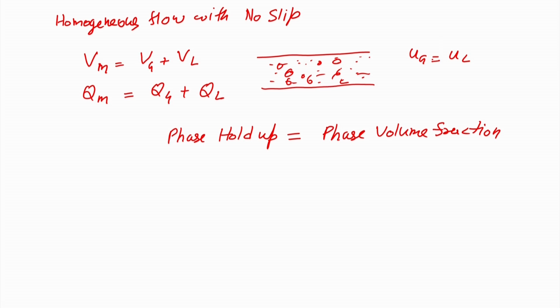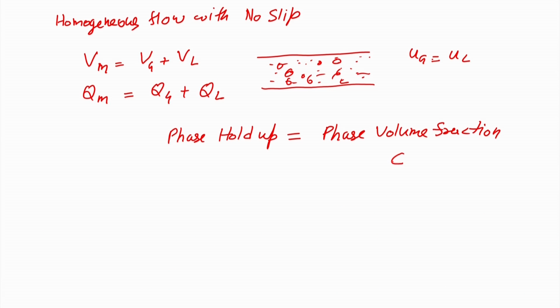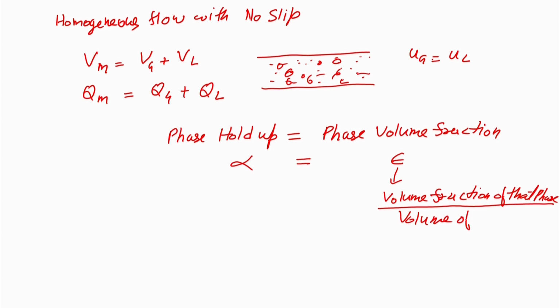Now there will be a bit of confusion. We have already discussed what volume fraction is. Volume fraction is denoted by epsilon g, or epsilon, and phase hold up is denoted by alpha. So what we are saying is that alpha will be equal to epsilon. Epsilon we have already seen: it is defined as the volume fraction of that phase divided by the volume of the column.